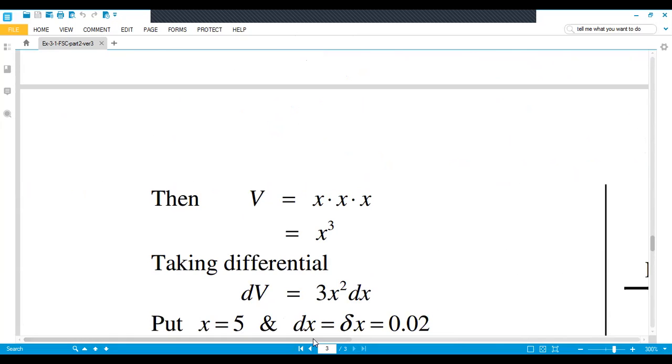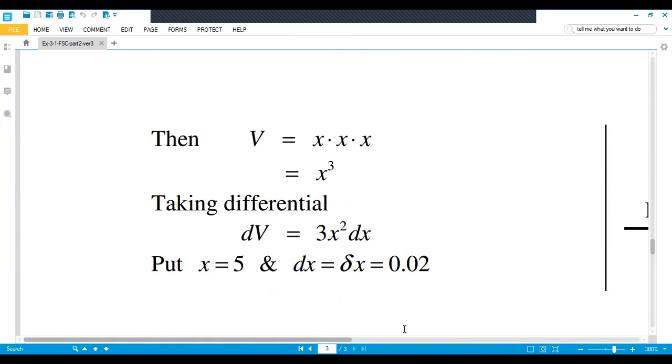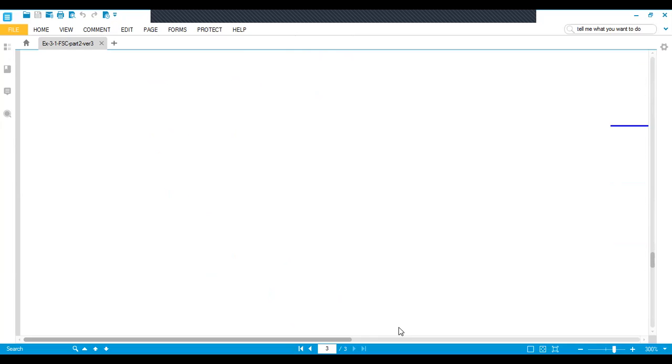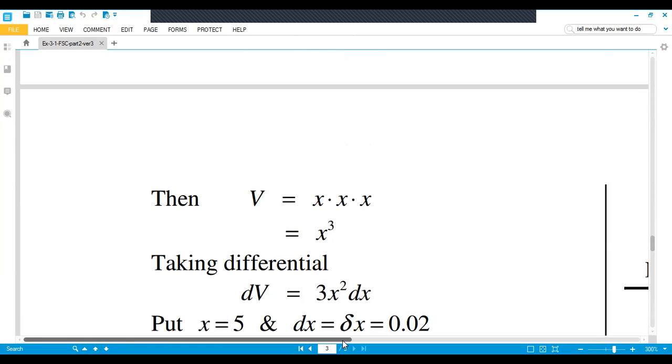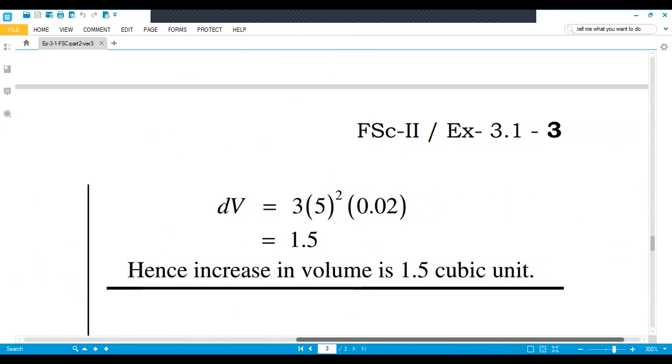X is 5 and dx or delta x is 0.02. So dv: we put the value of x as 5 and dx as 0.02. 5 square is 25, 25 into 3 we multiply and then multiply with 0.02, so we get 1.5. Hence the increase in volume is 1.5 cubic unit.